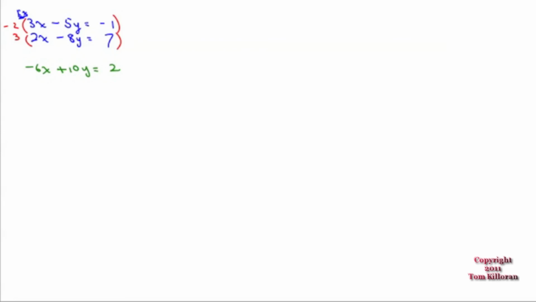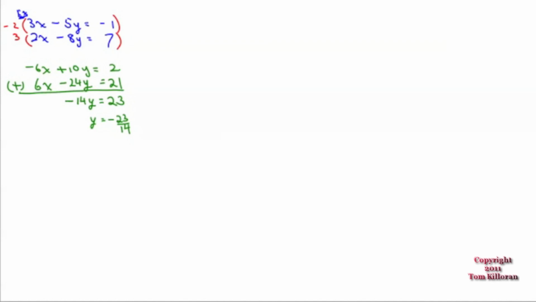Distribute the 3 and you get 6x minus 24y equals 21. And add them together, and see what happens. What should happen is the 6x's cancel. Inverse identity type thing. 10y minus 24y, -14y is equal to 23. Oh, yeah, this is my type of problem. If we solve for y, we're going to get -23/14. Beautiful number. It's gorgeous.